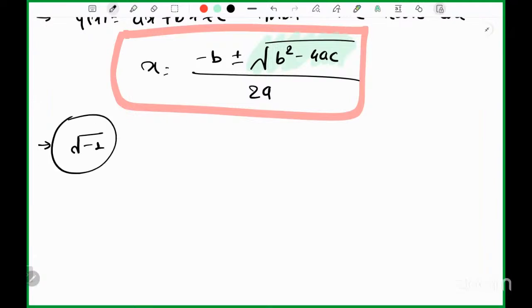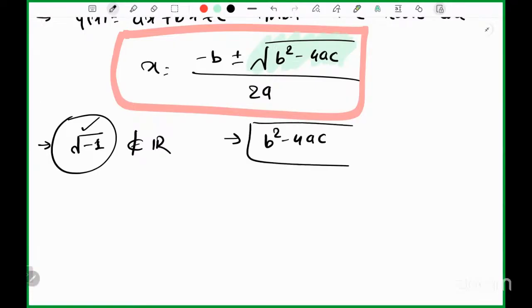The root of -1 is not a real number, because we know that any real number squared becomes positive, so the root of -1 doesn't make any sense. So this expression under the root is the reason for a complex number. Sorry. So which quantity do we have under the root? We have b square minus 4ac.